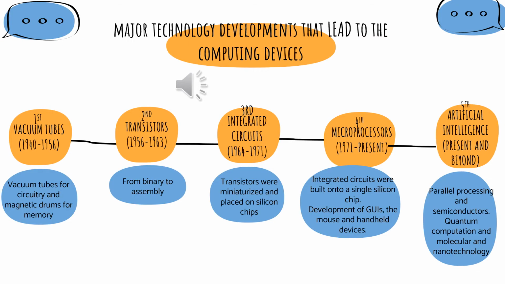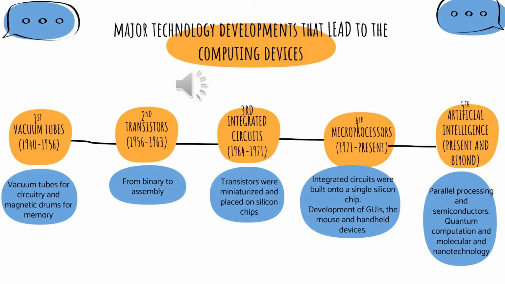Major technology developments that led to the computing device. The first computer systems used vacuum tubes for circuitry and magnetic drums for memory and were often enormous, taking up entire rooms. However, using a great deal of electricity, the first computers generated a lot of heat, which was often the cause of malfunction.